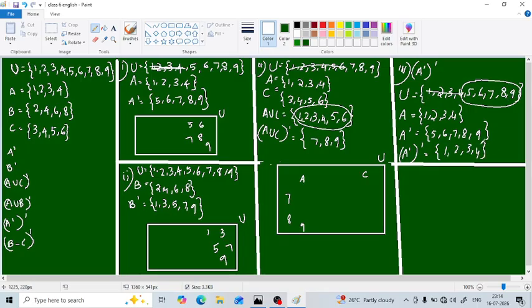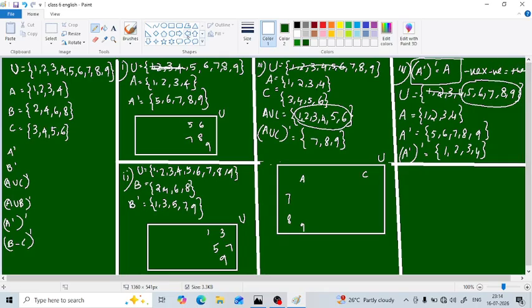This is a written rule also: the complement of A complement, otherwise A double complement, is equal to A. This is a law. That's why they asked it in a proof manner, so we proved this law. Otherwise we can tell it in another way, because we know that negative into negative is equal to positive. Similarly, complement of complement will become the normal set.